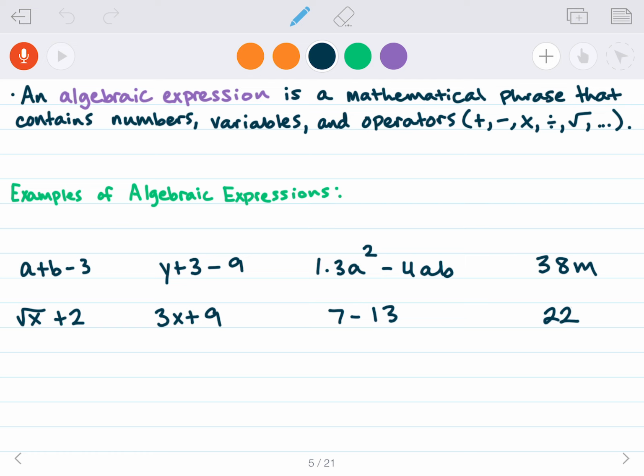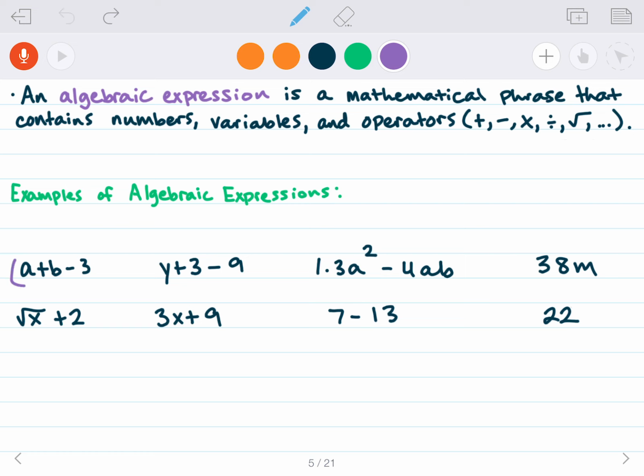Okay, so let's talk about our next definition. An algebraic expression is a mathematical phrase that contains numbers, variables, and operators. And as I mentioned before, operators can be plus, minus, times, division, square root, etc. Okay? So here's some examples of algebraic expressions.